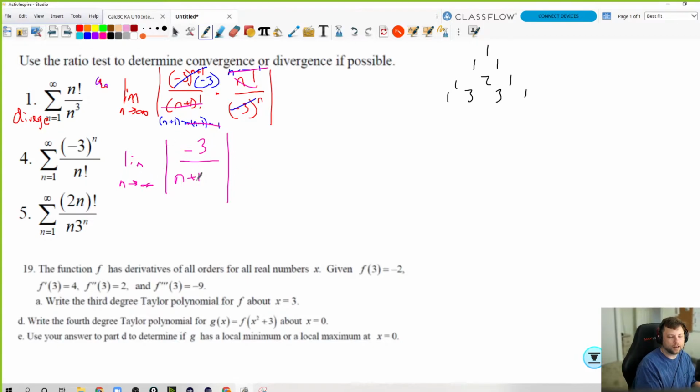The negative actually doesn't matter with the absolute value, so I'm going to just change it to 3 over n plus 1. N goes to infinity. And this would just be 3 over infinity, which is going to be 0. 0 is less than 1, so we're going to say converge by the ratio test.